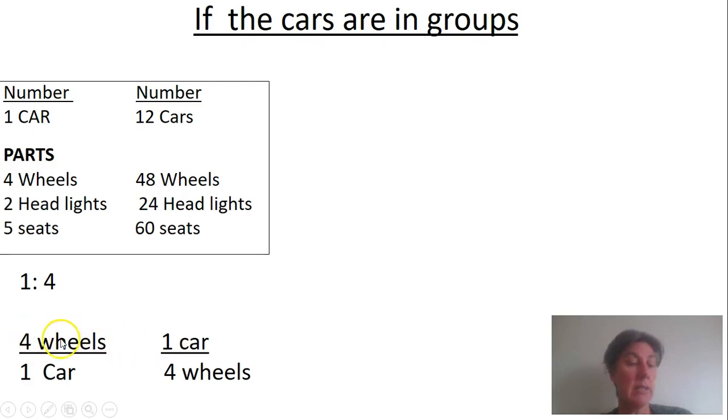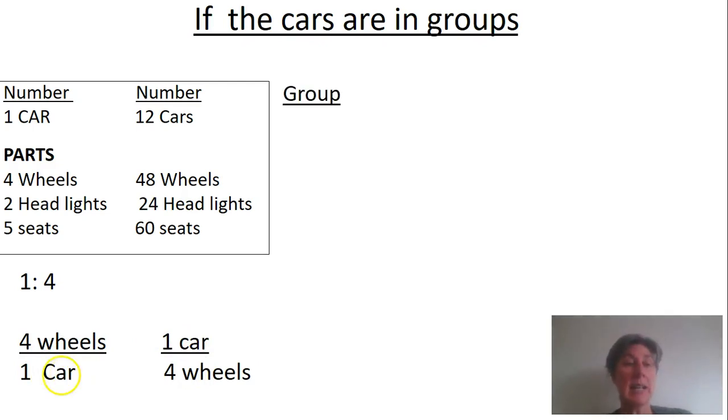So this is saying that if I have 4 wheels, then I would have 1 car worth of wheels. This is saying if I have 1 car, then I have 4 wheels. So it's a different way of looking at the relationship.